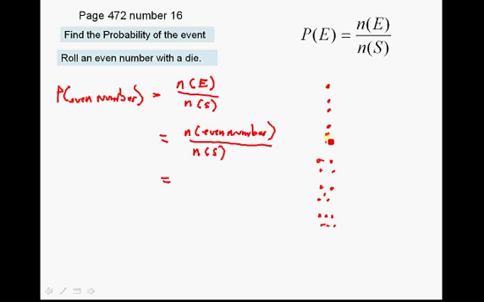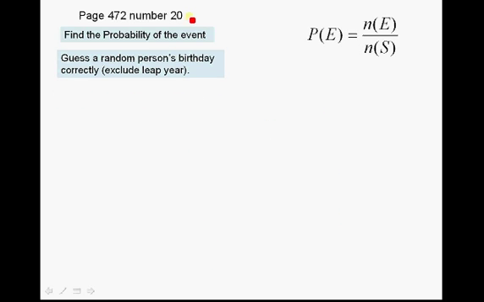So there are 3 opportunities, or 3 events that could be even, and the total sample is 6. Reduce that down to 1/2, and of course 1/2 is 50%. Let's take a look at number 20. The directions are the same: guess a random person's birthday correctly, and exclude leap year.